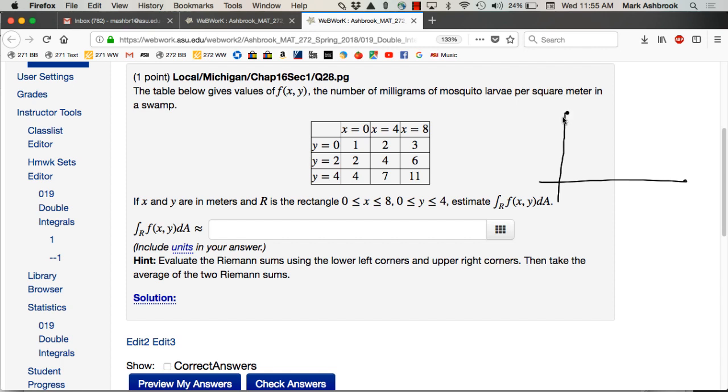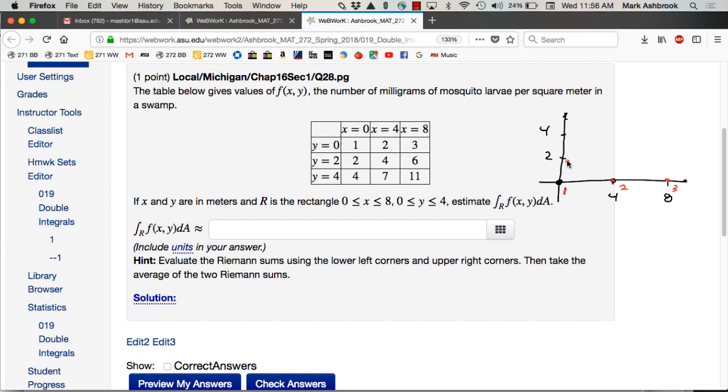So let's make a graph. We've got a point at 0, 0. So 0, 4, and 8 are our x-coordinates, and then 0, 2, and 4 are our y-coordinates. So at 0, 0, it's 1. At 4, 0, it's 2. Let's do a different color. And at 8, 0, it's 3.